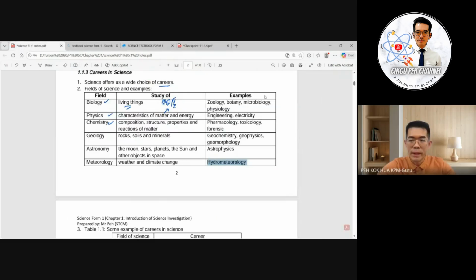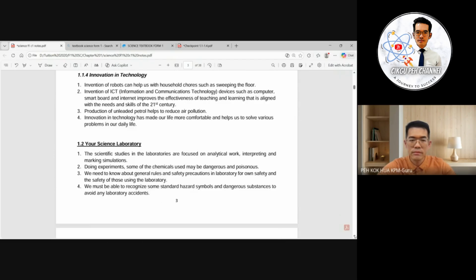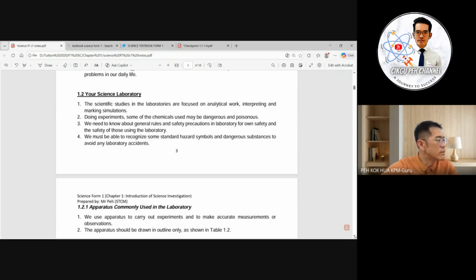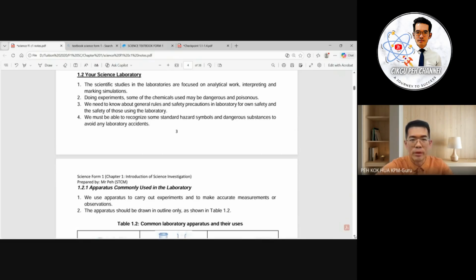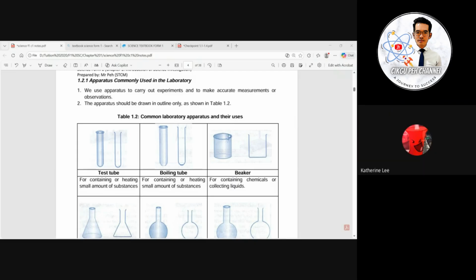Okay, so we go back to our notes. 1.2, is it? Okay, so your science laboratory. Okay, so again, different, is it? Okay, so understand. Your one is actually going straight to apparatus, is it? Okay, so I go to apparatus. So Catherine, your one also apparatus, right? Yeah. Okay.